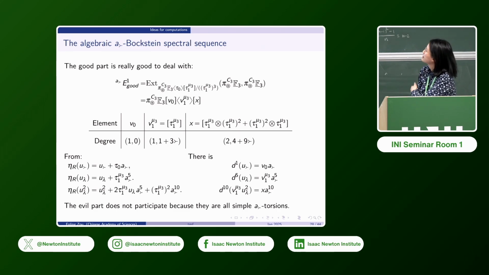And the algebraic A-spoke Bockstein sequence is completely algebraic, so you just deduce it from the right unit formula. We had this for U spoke and U lambda, and we also can multiply it to square this expression, we get this. And from this left side, we deduce algebraic A-spoke differentials D1, D5, and D10. So these are all the differentials in the good part of the algebraic A-spoke Bockstein spectral sequence. The evil part, we don't know what it is yet, but they don't participate because they are all simple A-spoke torsions. So if you filter by A-spoke, then there's no way they're in different filtrations.